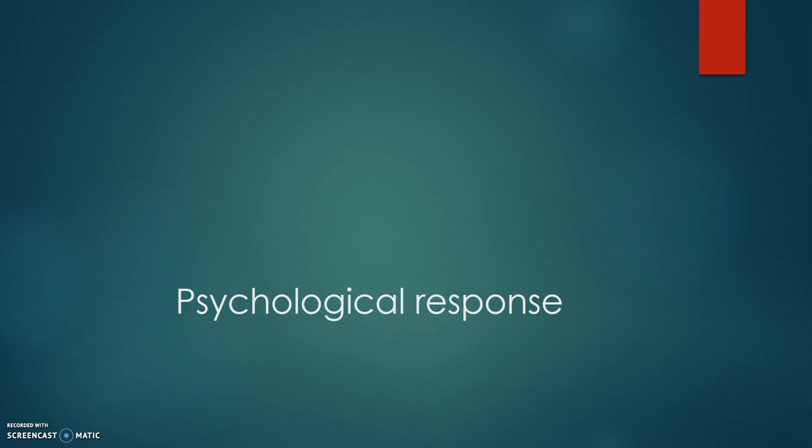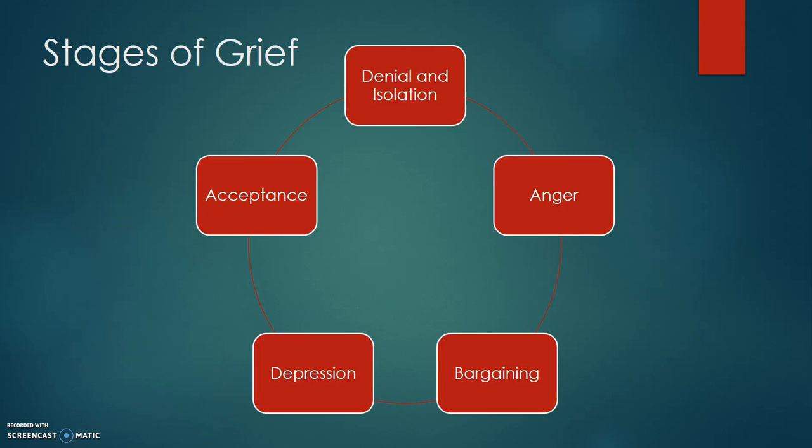So now moving on to the psychological responses. This is the mental aspect of how an athlete copes and comes to terms with their injury and treatment. First is the stages of grief. The first one is denial and isolation.